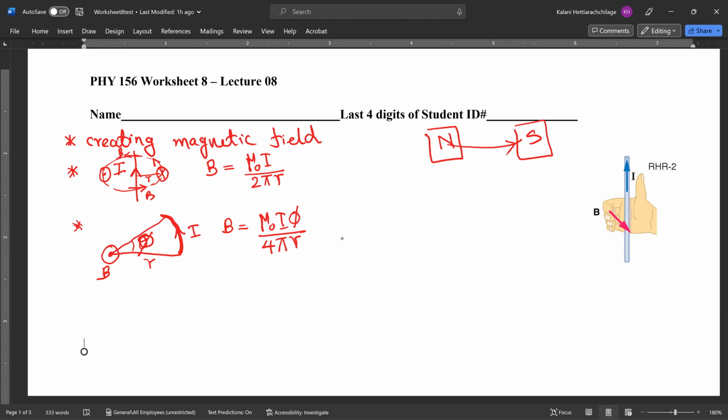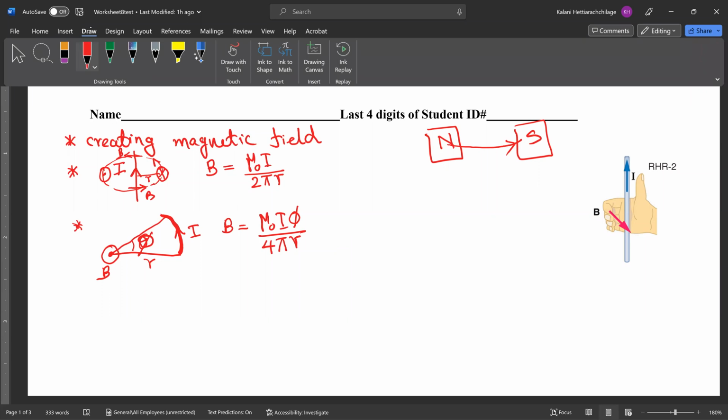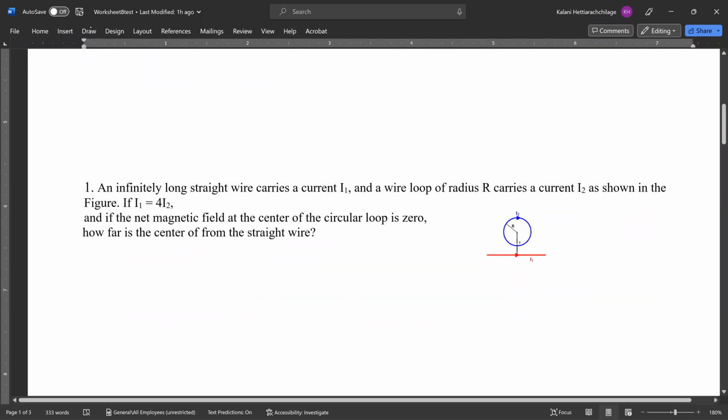Those are the things that we discussed in this chapter, and they can create a lot of problems. By adding many straight wires and circular wires, you will be able to create the magnetic field and calculate the net magnetic field by using the superposition principle. That means by using vectors, direction and magnitude. Okay, so now let's move into the question numbers. Let's move into the first question.